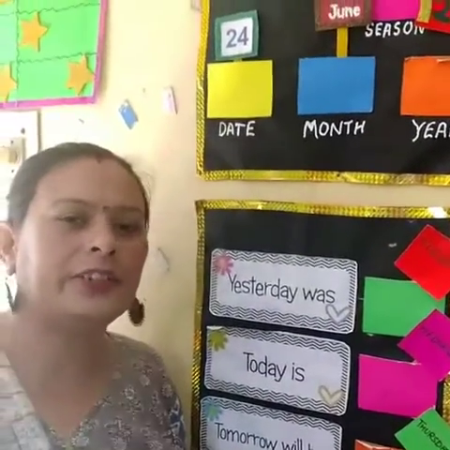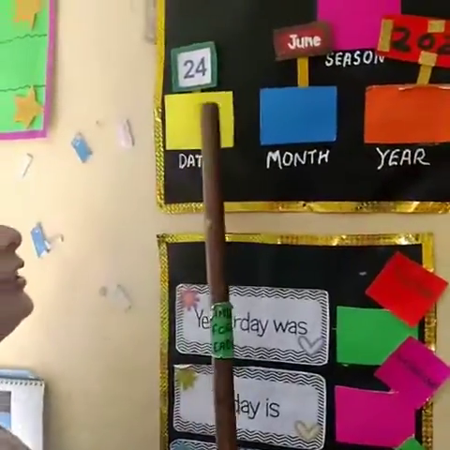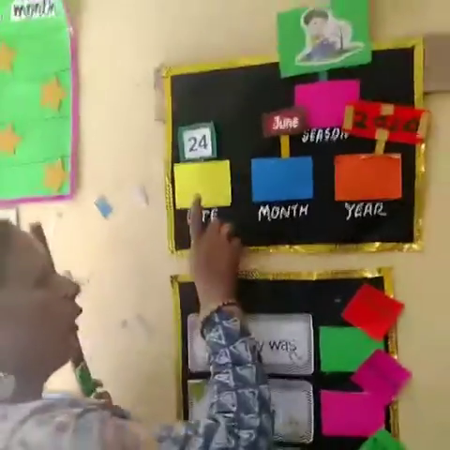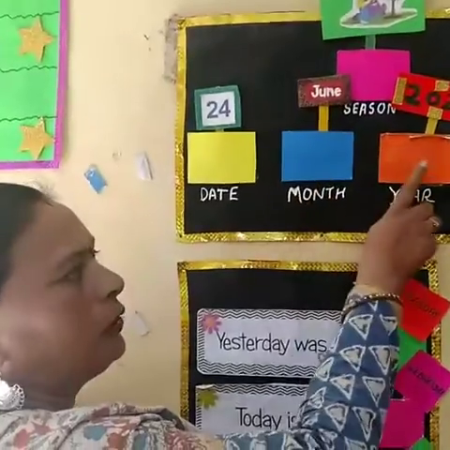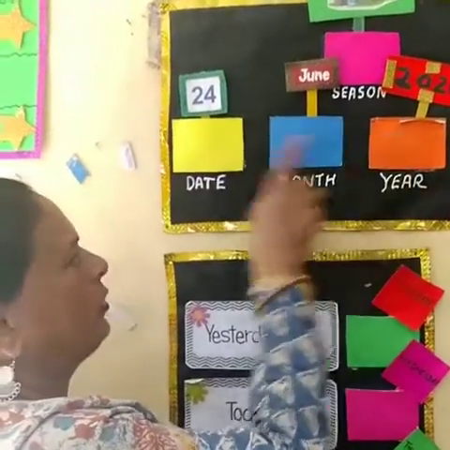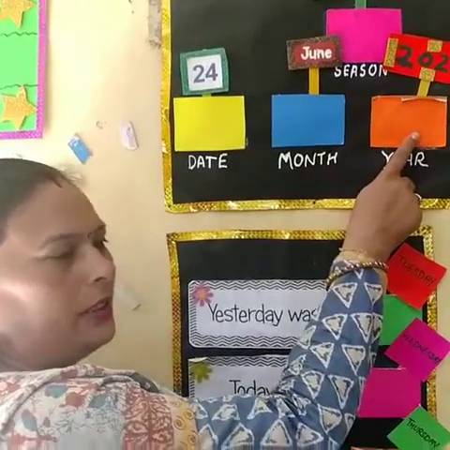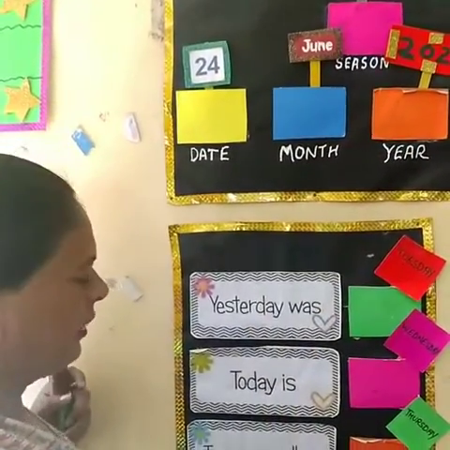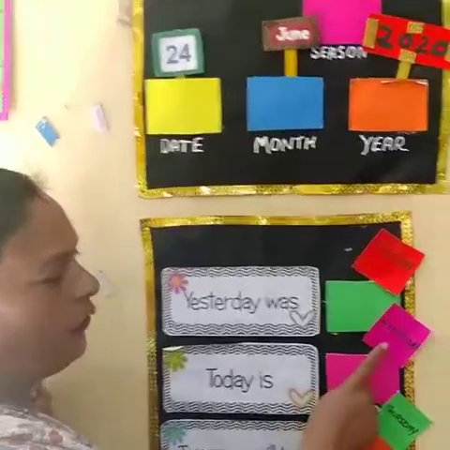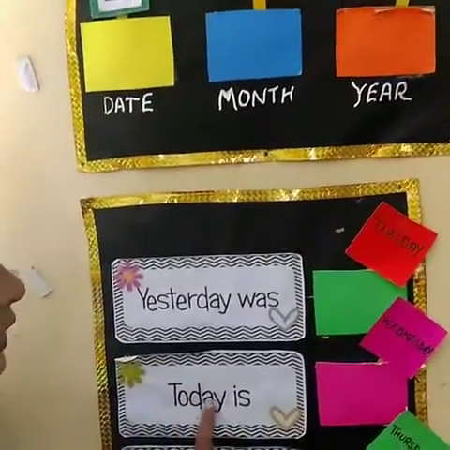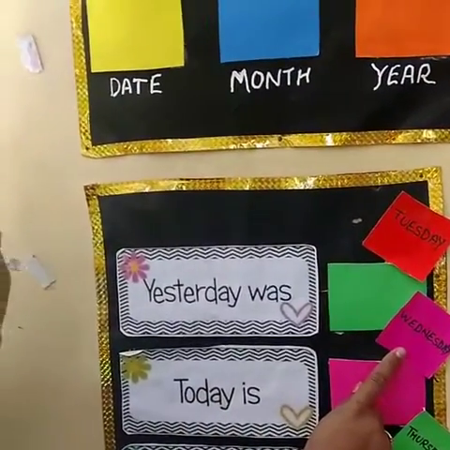Now, let's read the date today. See, what is the date today? Today is 24 June 2020. Today's date is 24 June 2020. Now, what is the day today? Today is Wednesday.